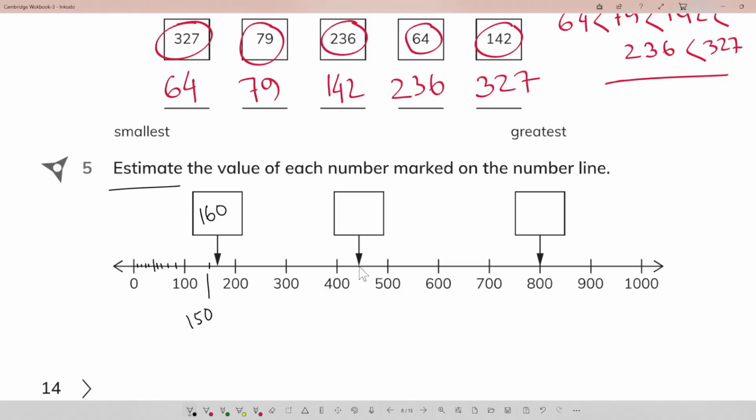And here it's like 450, right? 450 is the middle point, and this is 800, so it will be unchanged. Okay, so estimate the value of each number marked on the number line. So this is 800, this is 450, and this is almost 160.